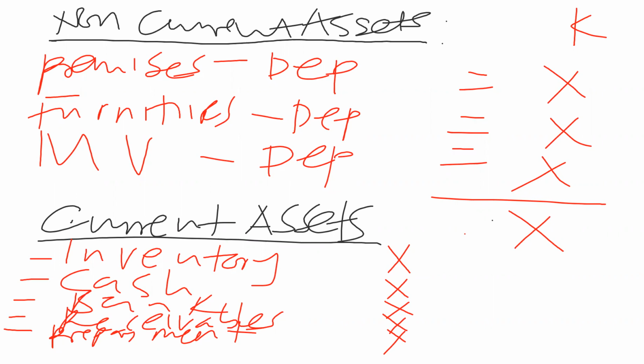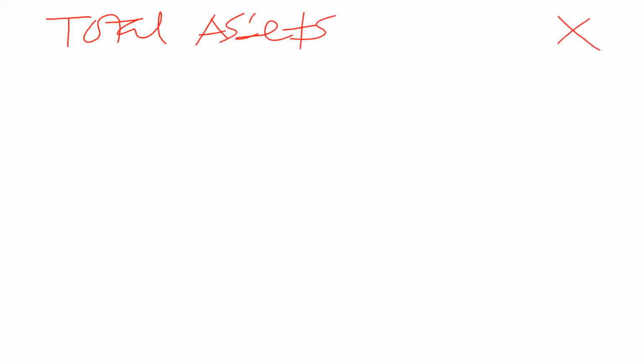Okay. When you sum all these things, you have the total current assets here. You have current assets and the fixed assets. When you total everything, you have total assets. When you add both the current assets and the non-current assets, you get total assets and you record it there.